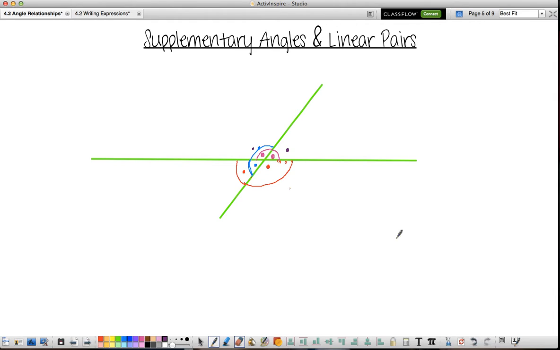Oh, sorry, I already did that one. I meant this angle here and this angle here that give you 180 degrees as well. Right? So you have all these different supplementary angles.